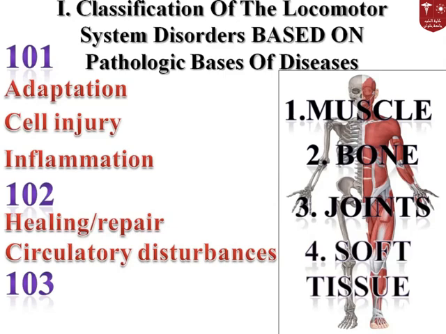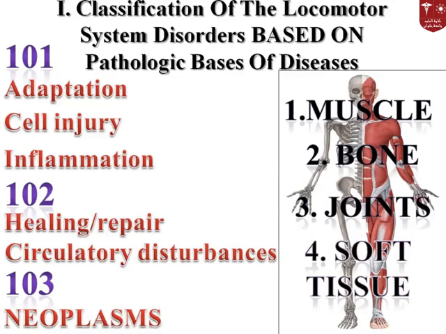So let's complete our picture of the modules and get to the third module, which is the locomotor system module that we are in. In the locomotor system module, we will study disease categories in muscle, bone, joint, and soft tissue that may be classified under adaptation, cell injury, inflammation, healing, and circulatory disturbances, as we said before. And there are also two additional categories that can be included in the general schemes of diseases, but we will study them in detail here in the locomotor system, okay?